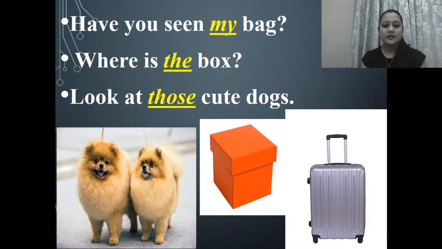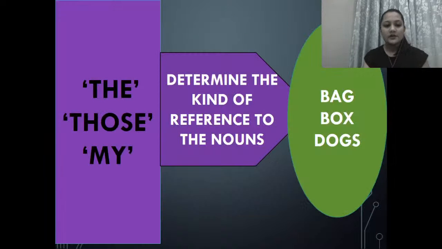So this is in continuity with the articles, right? I began with the introduction of articles, and post that we discussed the different types of articles, where exactly we use them, where exactly we can't use them, right? So here's the example. Have you seen my bag? Where is the box? Look at those cute dogs, right? So the words like the, those, and my, they are the determiners, right?